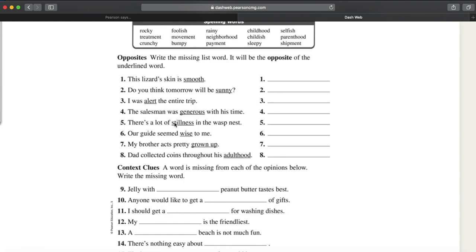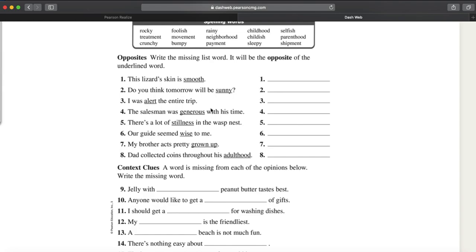Number 4, the salesman was generous. Who is generous? Someone who likes to give and to share. This boy is generous, for example, he likes to share his food, his sweets, his toys. He likes to give to others. So what's the opposite of the word generous? We said it before. It's a bad behavior to be selfish. You want everything only for yourself. So the opposite of the word generous is selfish.